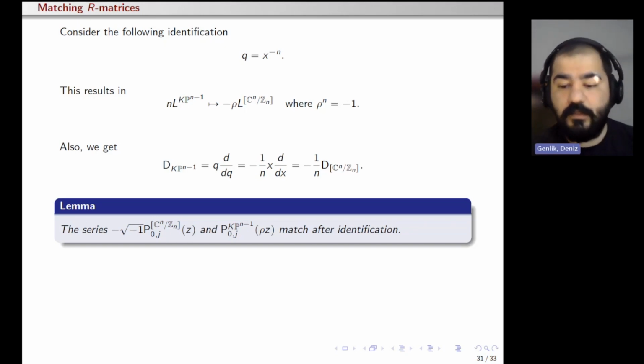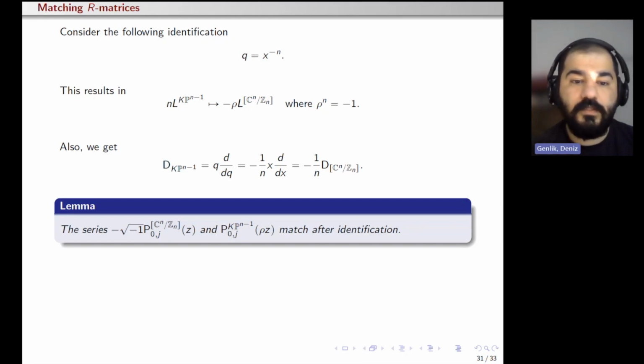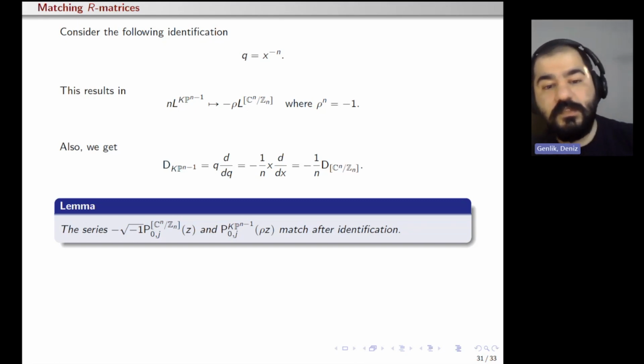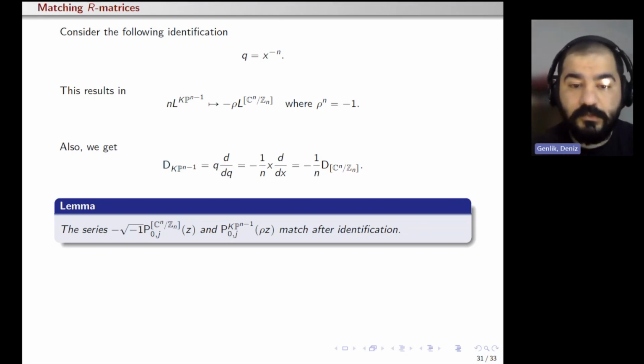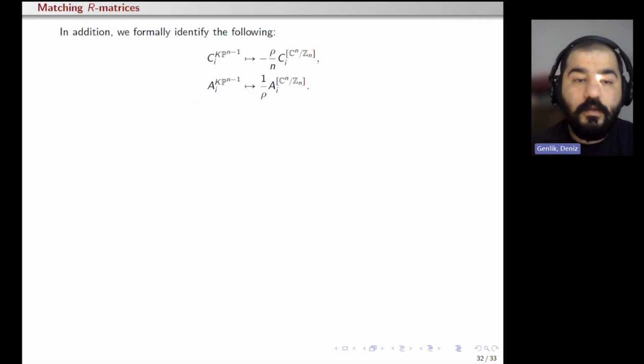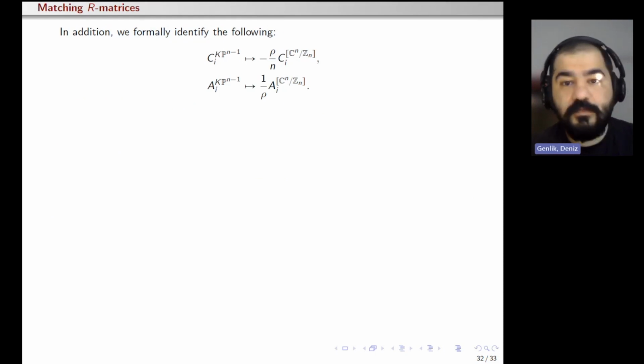So this part is much more technical. But you have the matching of these things, then you may try to match the rest, because this is just the first row of the modified R matrix. It is not all of the R matrix. And we didn't match the rest analytically. We matched the rest formally.